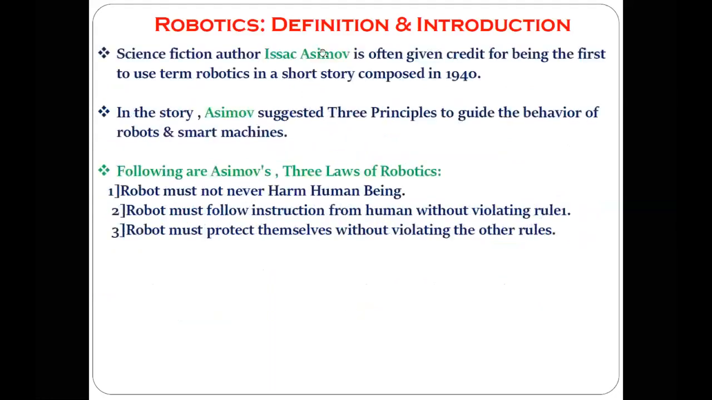Okay. So if you want to go to the other introductory part, related with who first utilized this term robotics, if you want to go into the history, there is a science fiction author, Isaac Asimov. He was not a scientist, he was a science fiction author. Science fiction means what? Can anybody tell me the meaning of science fiction?